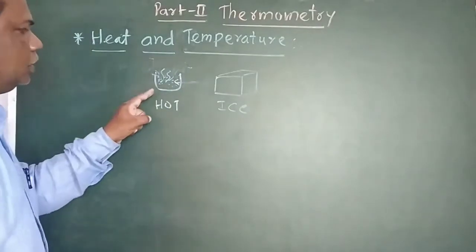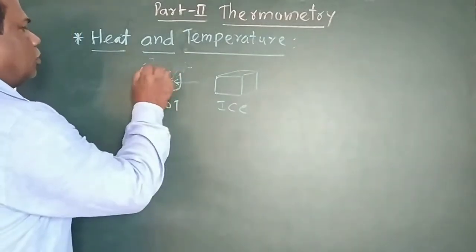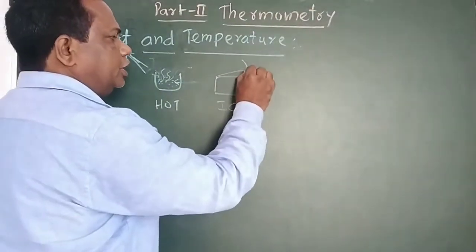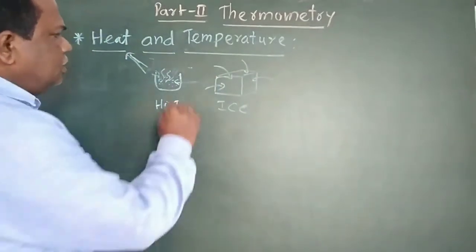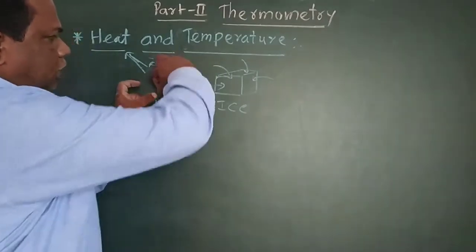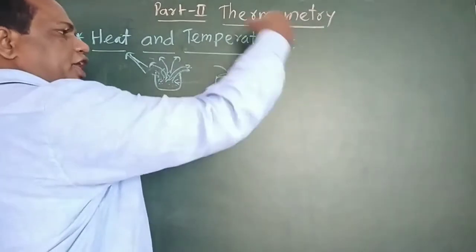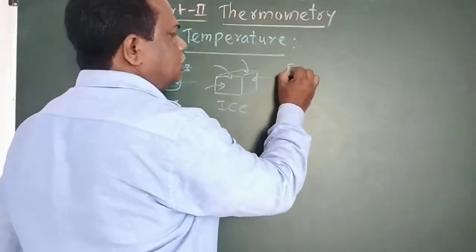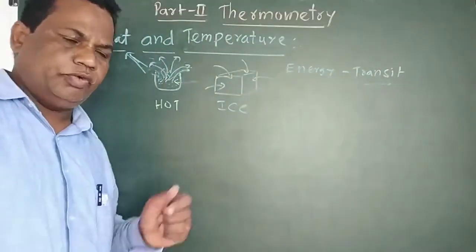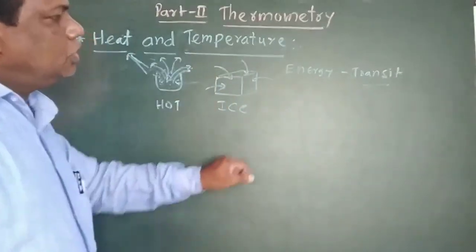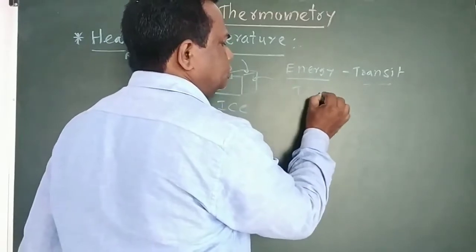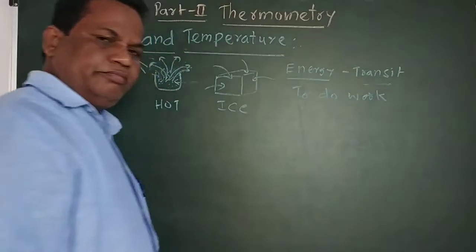So the feeling of hotness or coldness is a form of energy. This ice absorbs energy from the surrounding because it is colder than the surrounding, and this hot cup of tea gives energy to the surrounding. That means energy is taken from the cup to the surrounding and from the surrounding to the ice cube. So this energy is in transit mode. Energy in transit means transfer from one medium to another, from one system to another, from surrounding to system. That means it can transfer and has the ability to do work.